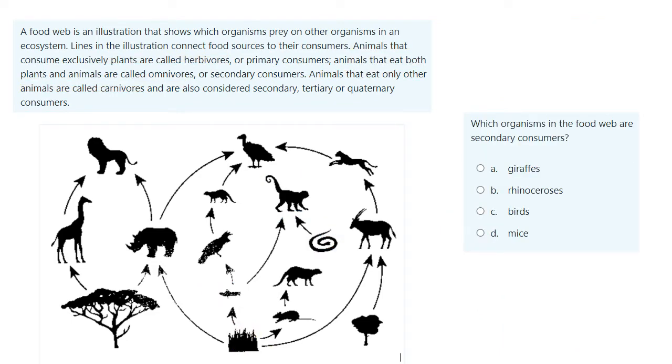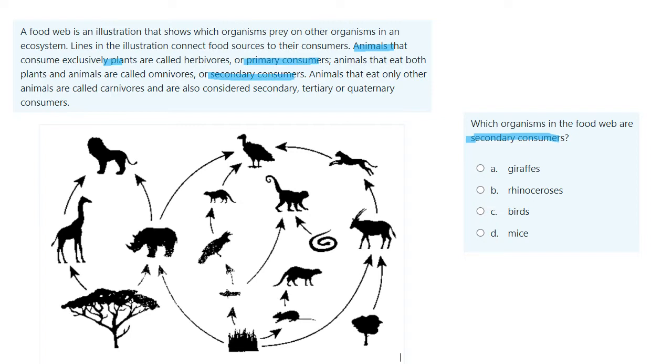Next, which organisms in the food web are secondary consumers? What's a secondary consumer? Well, we have, firstly, the plants, and the plants are the producers. And then, after the producer, we have animals that eat the plants, and they are the primary consumers. And then we have animals that eat both plants and animals, and they are secondary consumers.